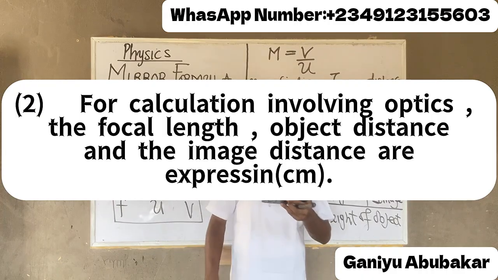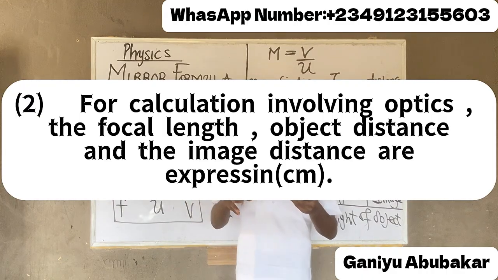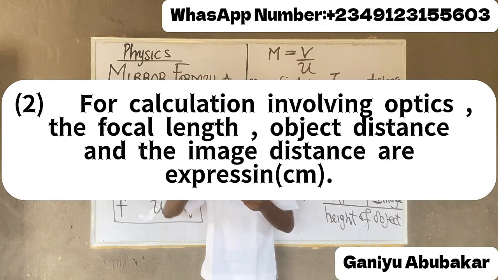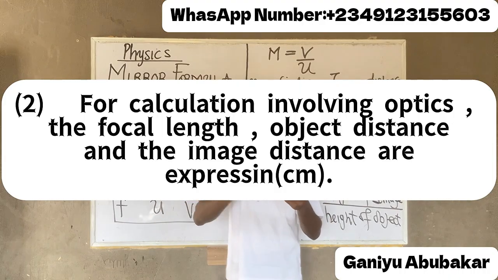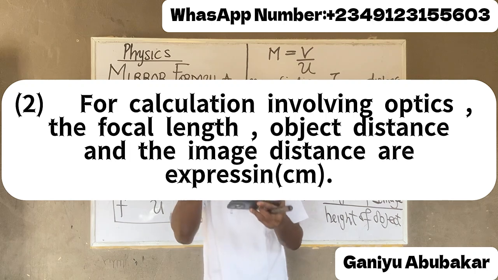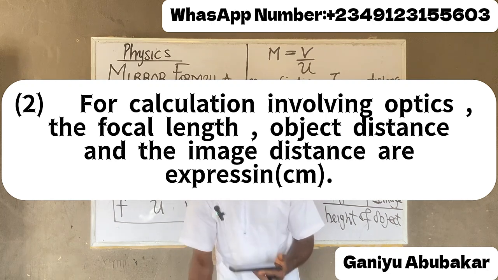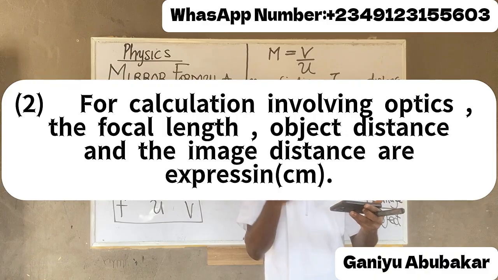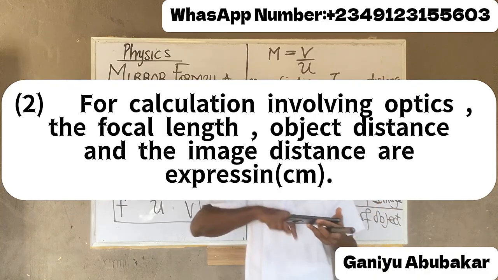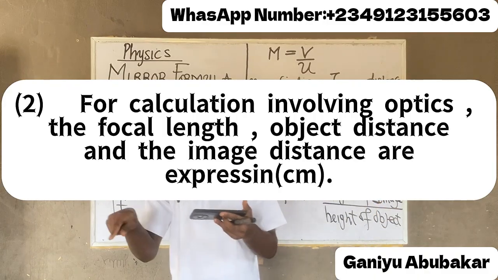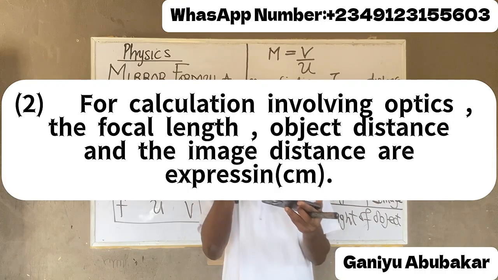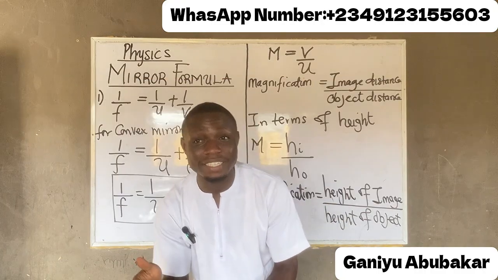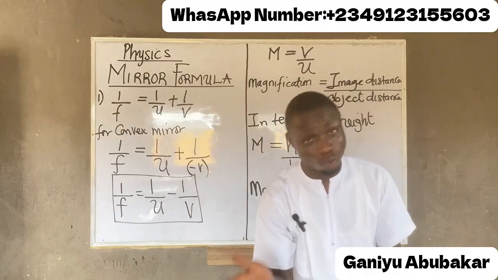So number 2, please. For calculations involving optics, the focal length, object distance and the image distance are expressed in cm, centimeter. As I said earlier, for calculations involving optics, the focal length, object distance and the image distance are expressed in centimeter. As simple as this. I never knew this before, right?